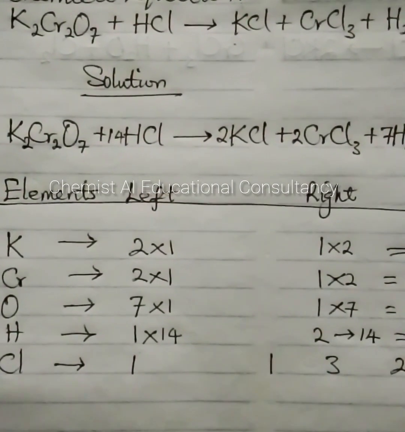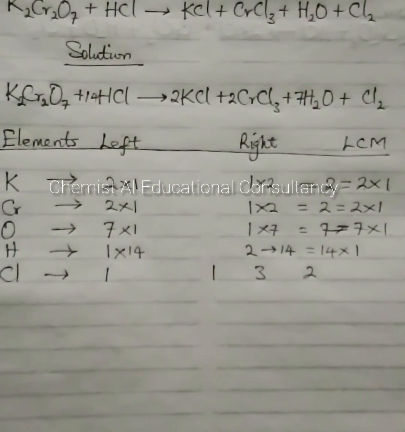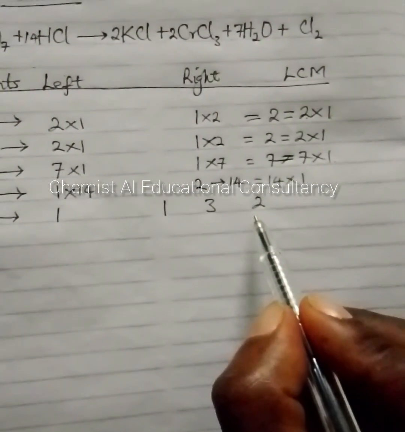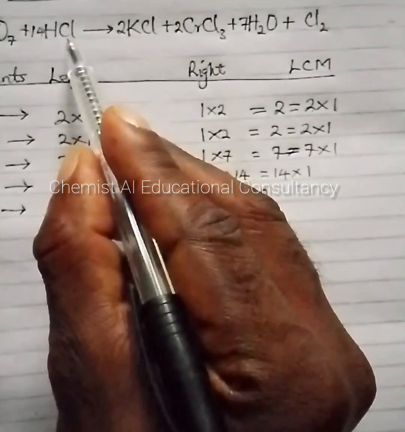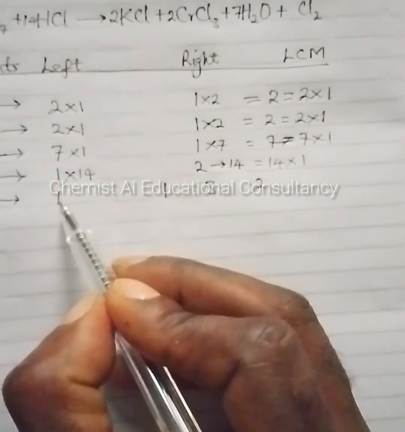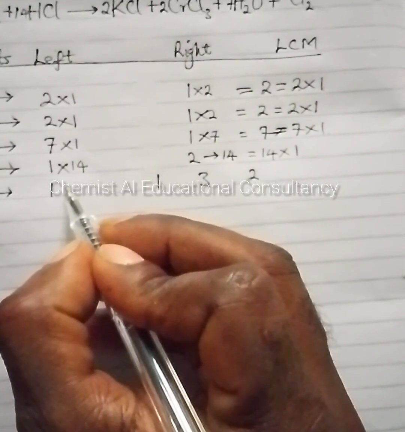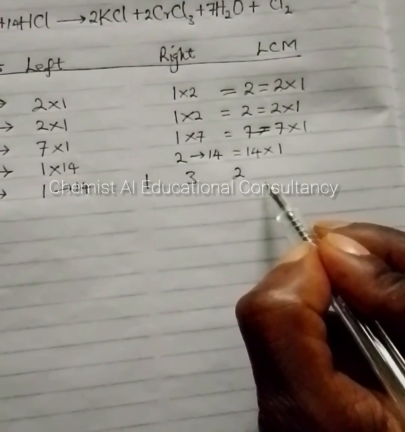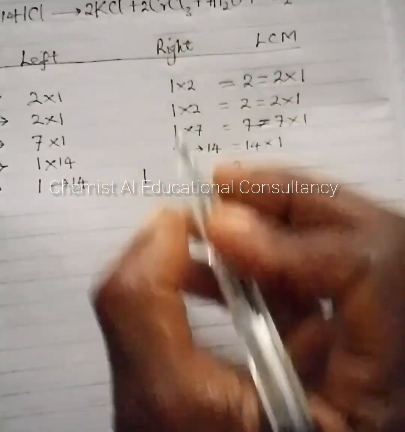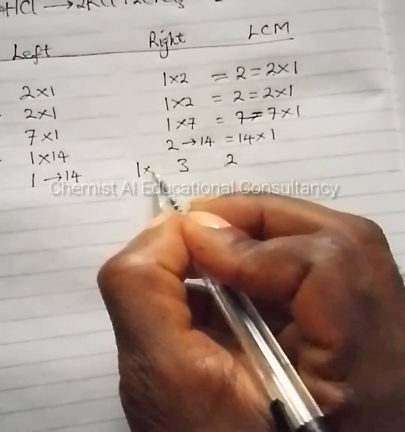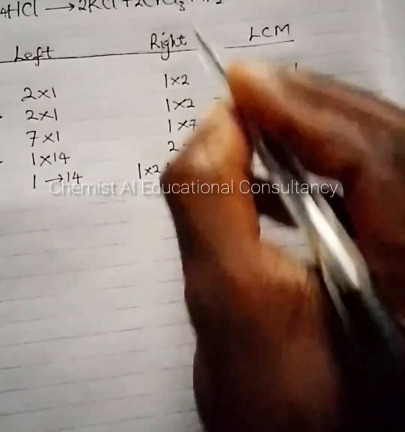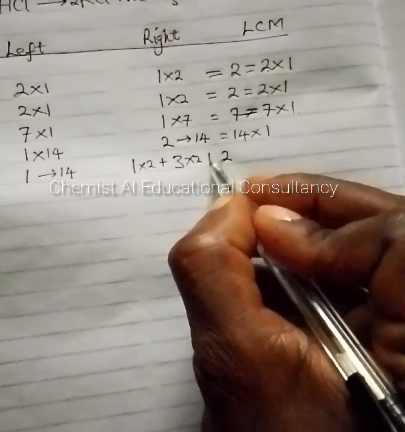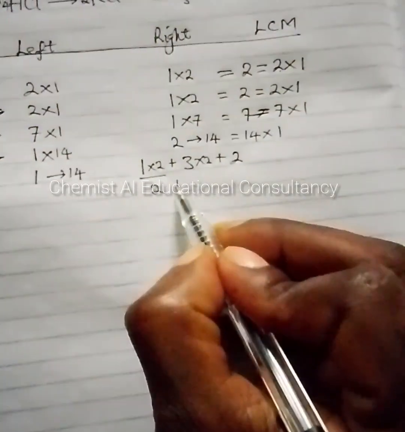Finally, chlorine. Remember, there are 3 numbers at the right, so you treat them separately. And this 1 at the left is no longer 1, it's now 14, right? So now let us see if the chlorine atoms at the right are balanced. The chlorine in potassium chloride is no longer 1, so you multiply by 2, as there is 2 at the back of KCl. Also in chromium 3 chloride, the chlorine there is 2 times 3, so you write 3 times 2. 1 times 2 is 2, 3 times 2 is 6.